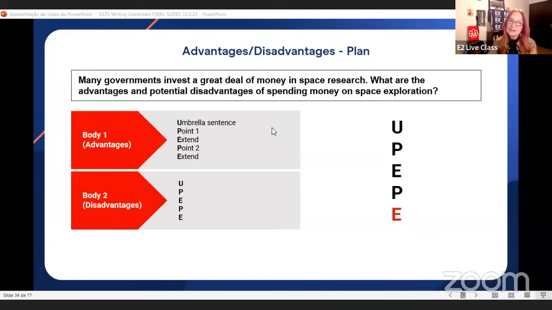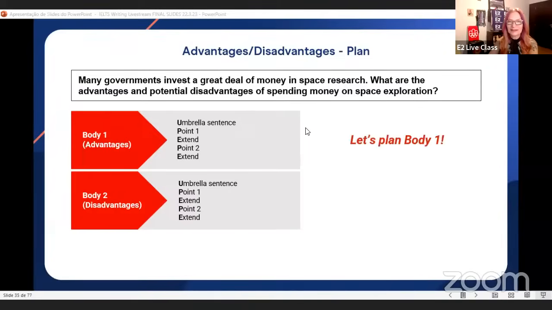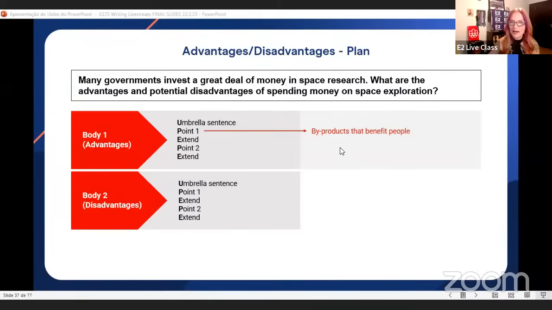Now, in the next body paragraph, we're going to work with the same structure, but with disadvantages. So let's move on. We're going to plan body 1. Once again, planning is not a waste of time, it's a gain of time. So the first question that we ask ourselves is, what advantages are there to investing in space exploration? So the first one that I came up with are the byproducts that benefit people. How could we extend this idea?